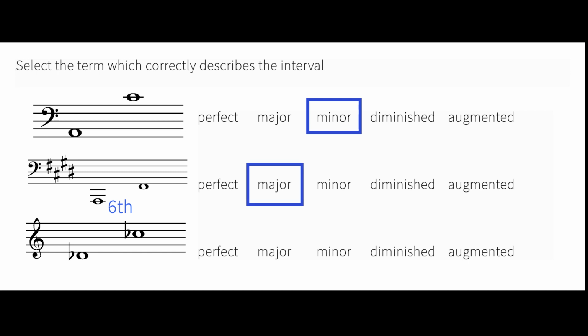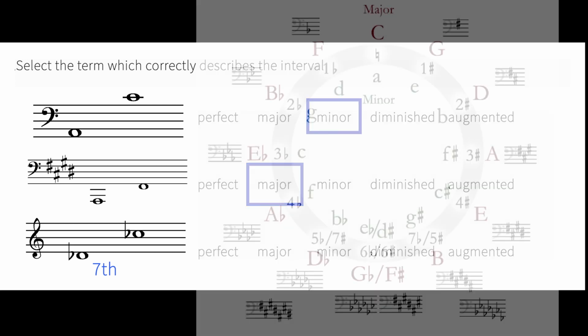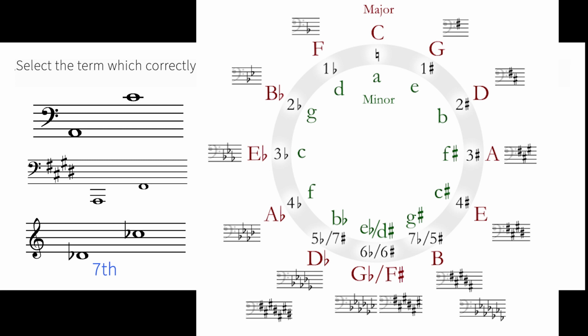The next example, we have got a C flat over a D flat. So we can simply count up from the D flat to the C flat, and we see that we have got a seventh. So the next question we need to ask is the upper note in the major or minor key of the lower note? Well, let's have a look. Is there a C flat in the key of D flat major?